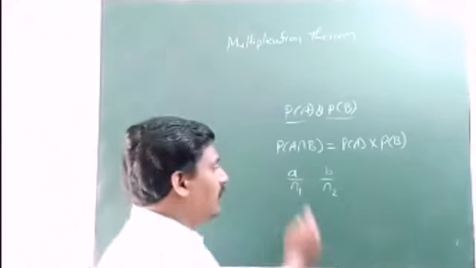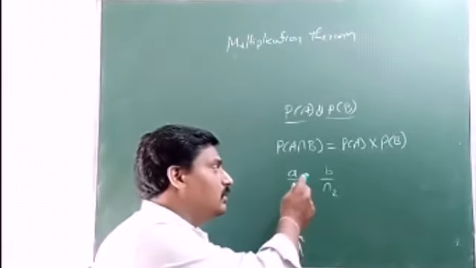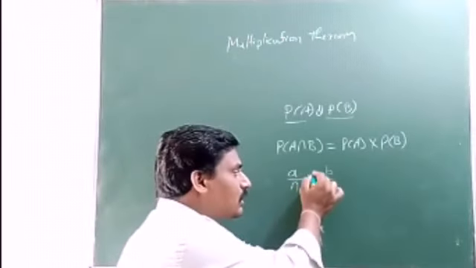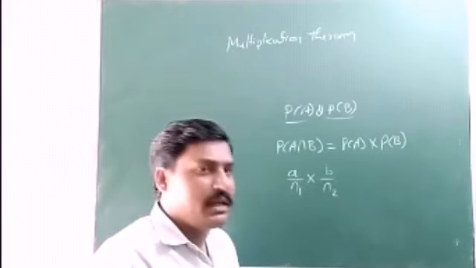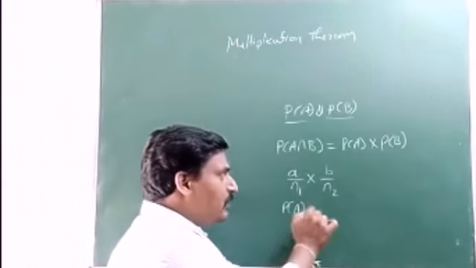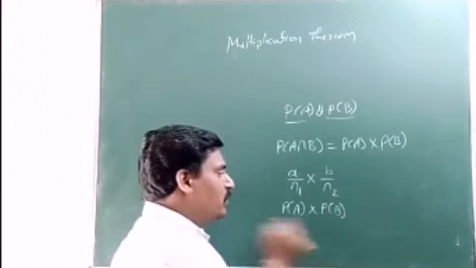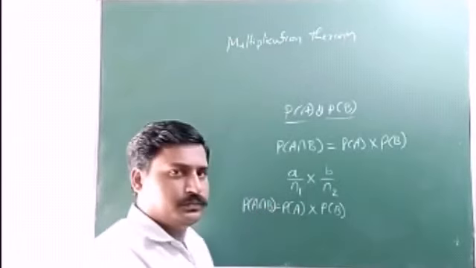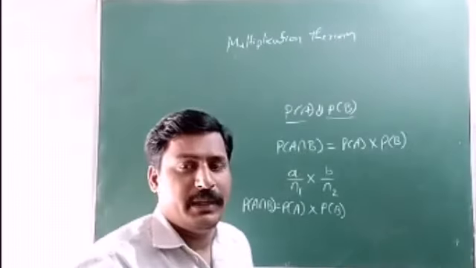So here n1 into n2 events, out of n1 into n2 events, so A into B outcomes. So simultaneous occurrence of both events is A divided by n1 into B divided by n2. So A divided by n1 is the probability of A and B divided by n2 is the probability of B. So P of A intersection B, the simultaneous occurrence of both events, is equal to P of A into P of B.